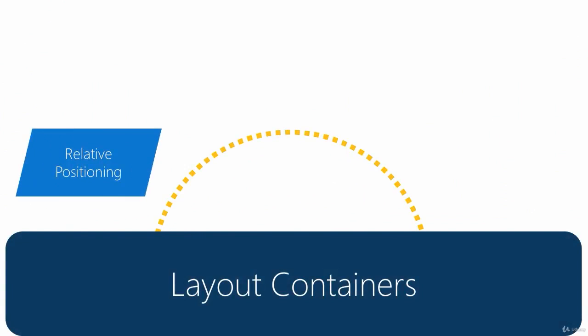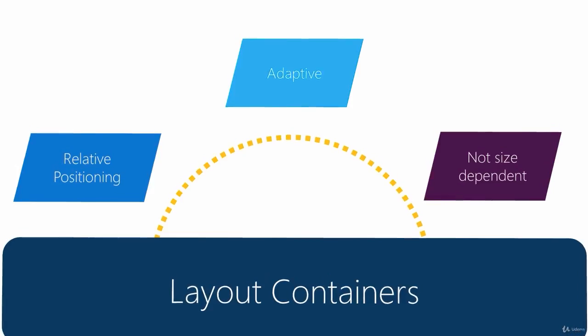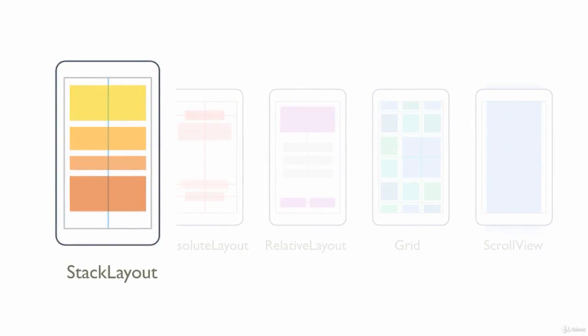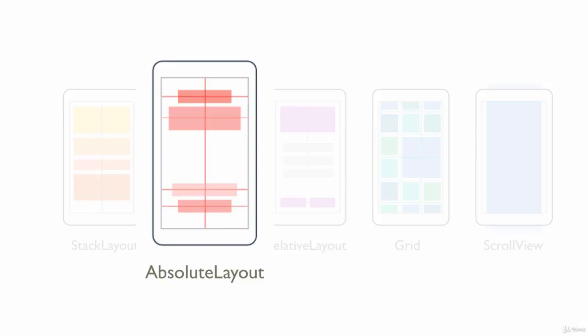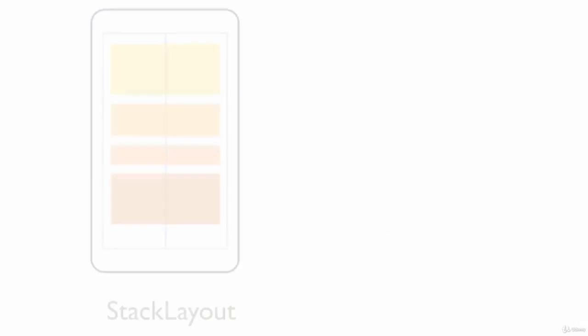Rather than specifying positions with coordinates, you use layout containers to control how views are positioned relative to each other. This provides for a more adaptive layout, which is not as sensitive to dimensions and resolutions. Xamarin Forms ships with several layout containers, each of which enforces a specific style on all child views you add to them. Let's take a look at those containers now.